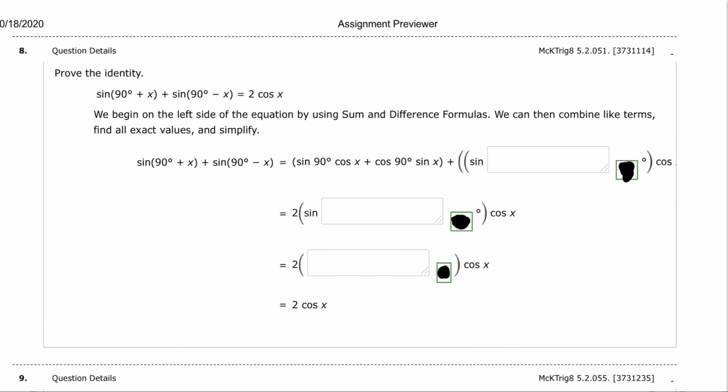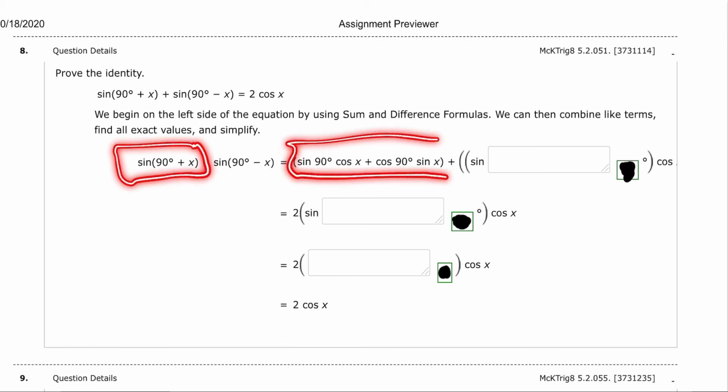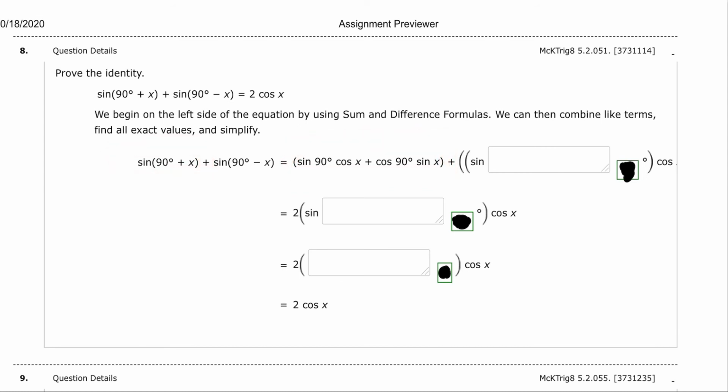All right, this one is one of those showing the left side equals the right side, and they guide you through it. So it looks like they replace this with this expression using the sum formula. And then the second one, this formula goes here. It got cut off, but the first part of the formula is sine of the first angle. So that would be sine of 90 right there.